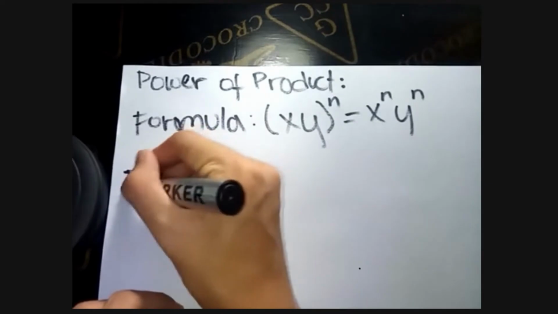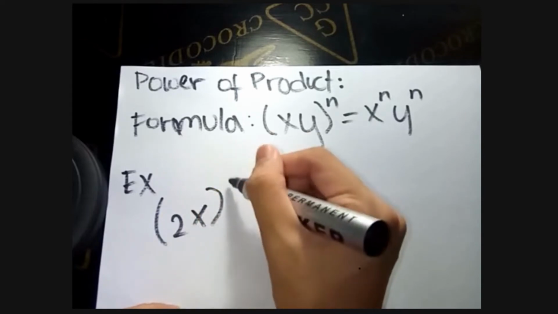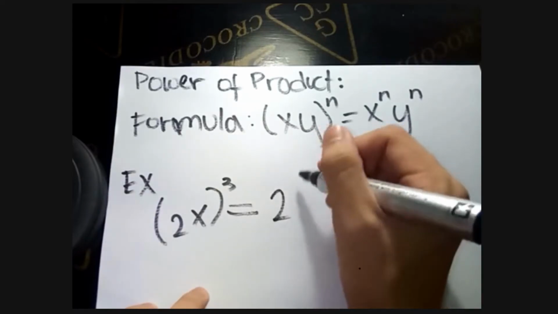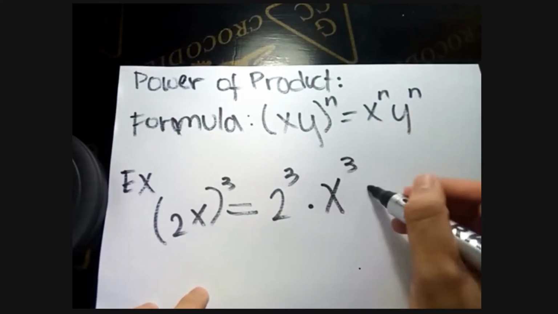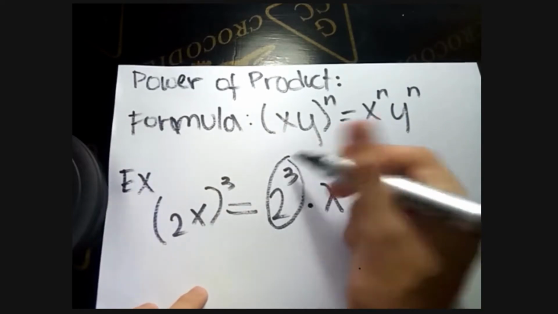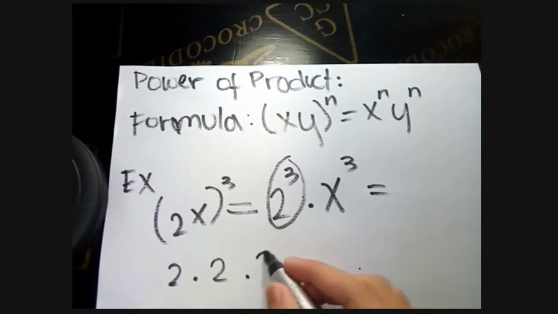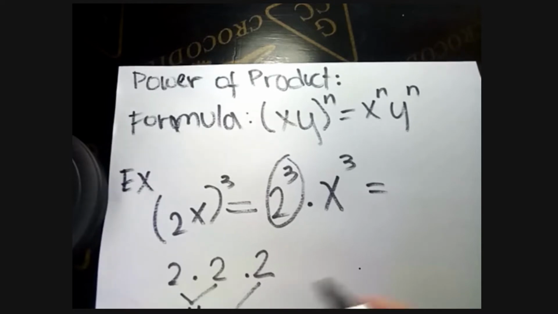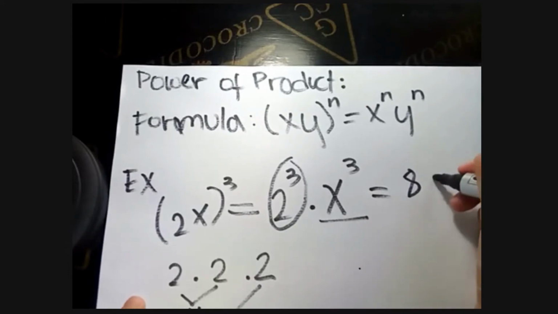Example, we have quantity 2x raised to 3 is equal to 2 raised to 3, or 2 cubed, times x cubed. So, we're going to simplify the 2 cubed. 2 times 2 times 2. 2 times 2, 4. 4 times 2, 8. And then copy the x cubed, we have 8x cubed.